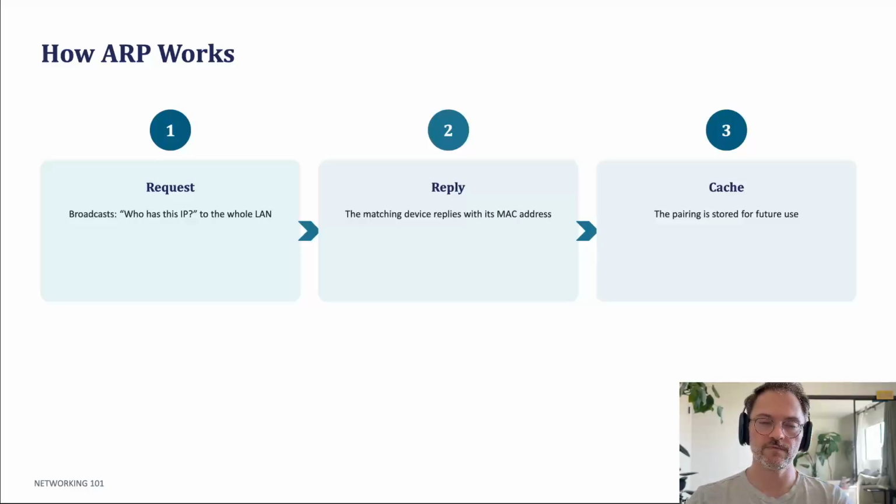And then step 3, the requesting device stores this pairing in its ARP cache or ARP table for future use. Because step 2 is a direct reply to the sender requesting the MAC address, every device is going to have to go through its own ARP process to find the MAC address of each device on the network. And it's going to have to build its own ARP table as well. But this ARP table is used to cache addresses for future use so that you're not having to continuously send out ARP requests and ARP replies.